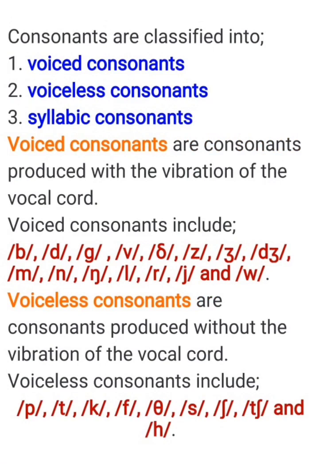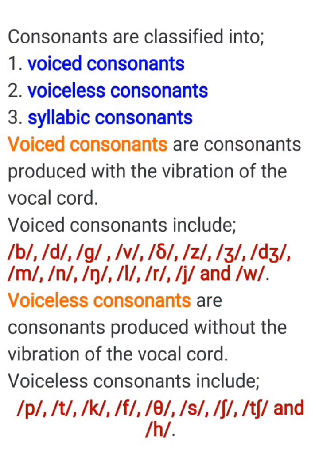And so consonants are classified into voiced consonants, voiceless consonants, and syllabic consonants. So we have three types of consonants. They are voiced consonants, voiceless consonants, and of course syllabic consonants. But then what's the difference between them? Let's start with voiced consonants.